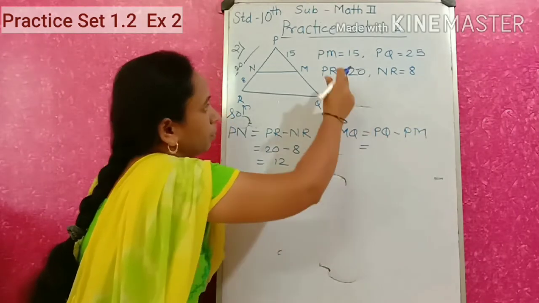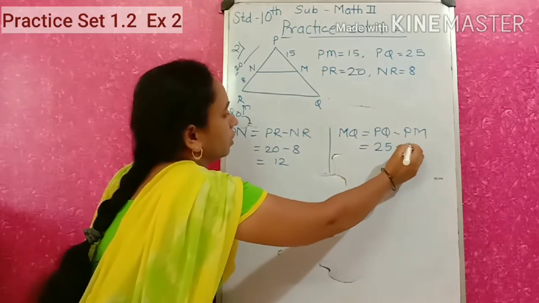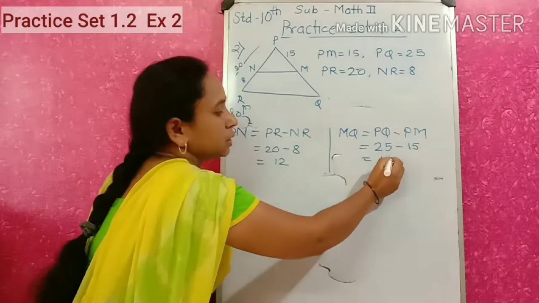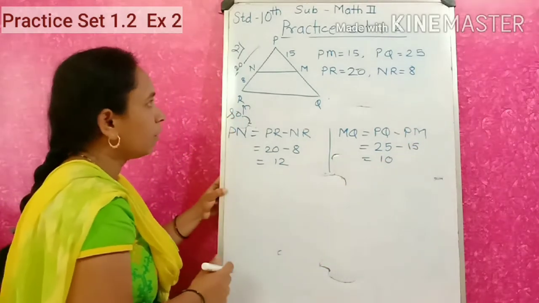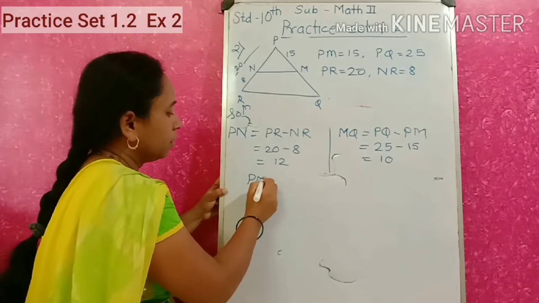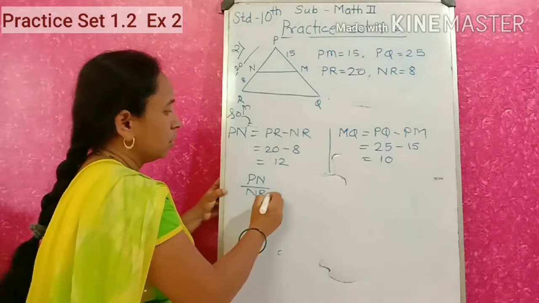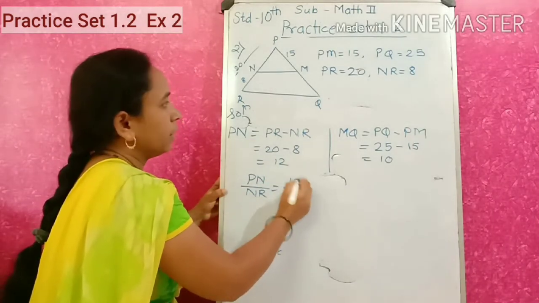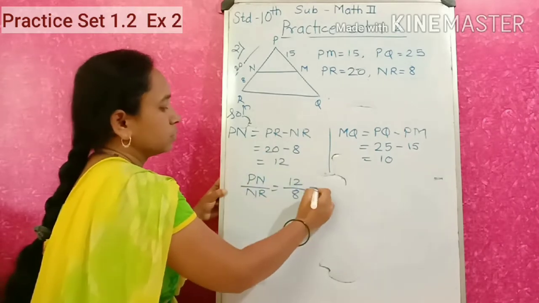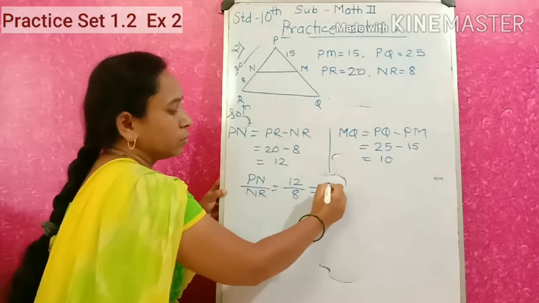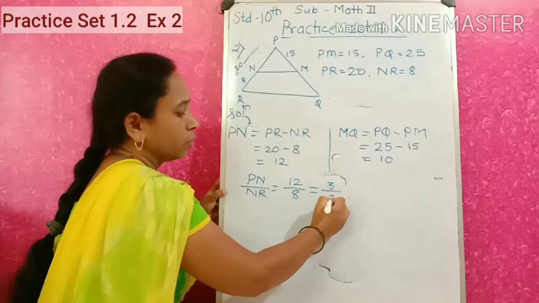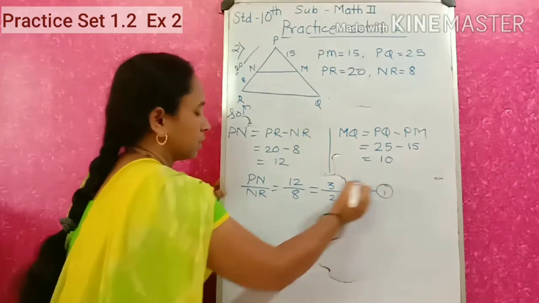PQ's value is given 25, here it is 50, that means the answer is 10. Now we will take the ratio PN upon NR. What is PN? PN is 12, NR is 8. If you reduce it, you will get 4 3s are 12, 4 2s are 8. So this is the first equation.